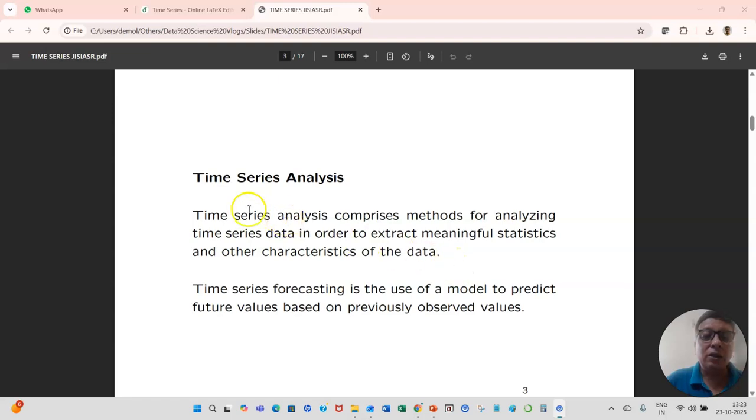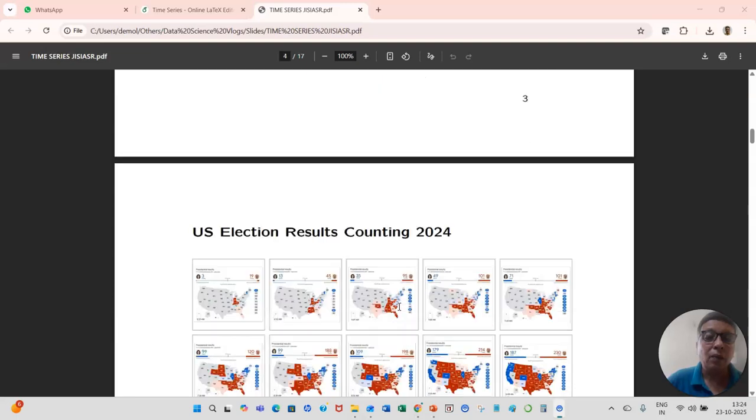Time series analysis comprises methods for analyzing time series data in order to extract meaningful statistics and other characteristics of the data. Time series forecasting is the use of a model to predict future values based on previously observed values. So let's see if we can fit some model using time series in the data.